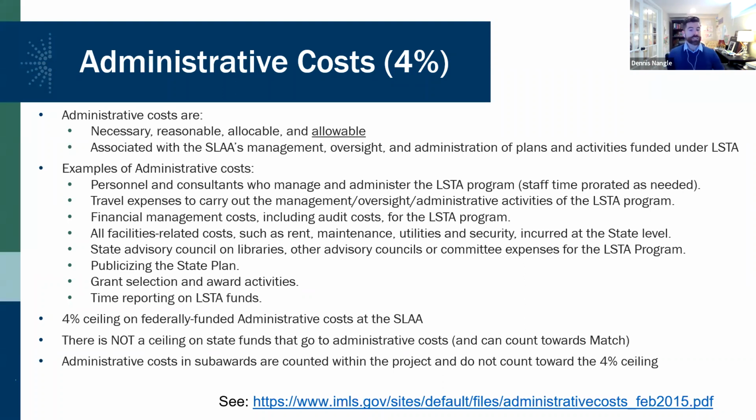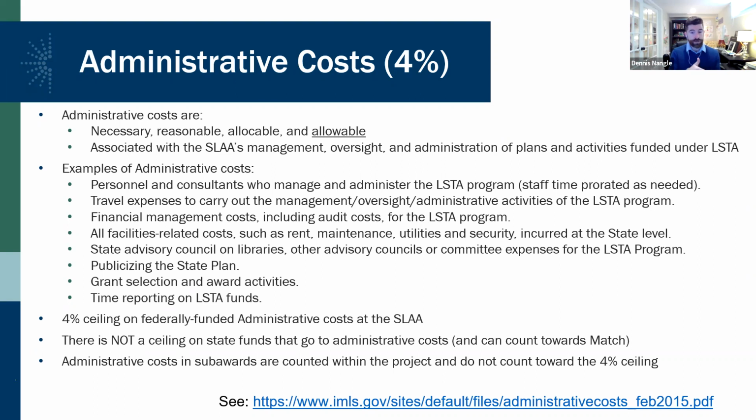I want to indicate with those bullets on the bottom there that the 4% ceiling is related to the federal funds of administrative costs at the state library agency, but there is not a ceiling on state or local funds that go toward administrative costs. And the reason why that might be helpful to you, not only to provide a complete picture of how your state or other funds are supporting the administration of the program, which would certainly be helpful to know, but putting match funds in that column in your administrative project would count towards your overall match requirement. So in the event that that would help you, just know that your state funds are not part of the cap for the 4%.